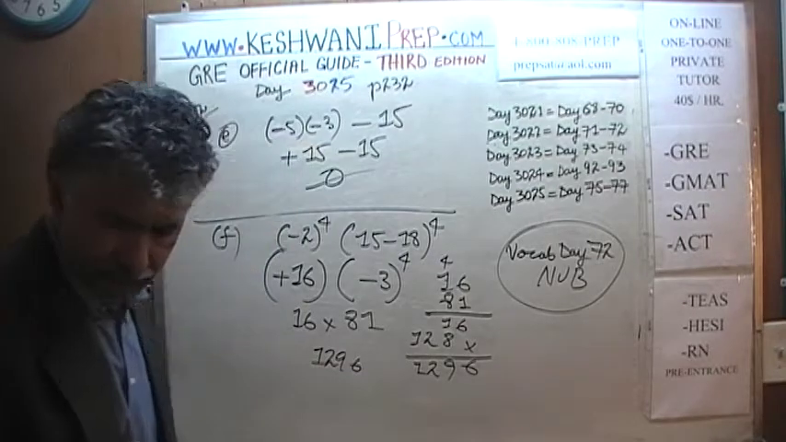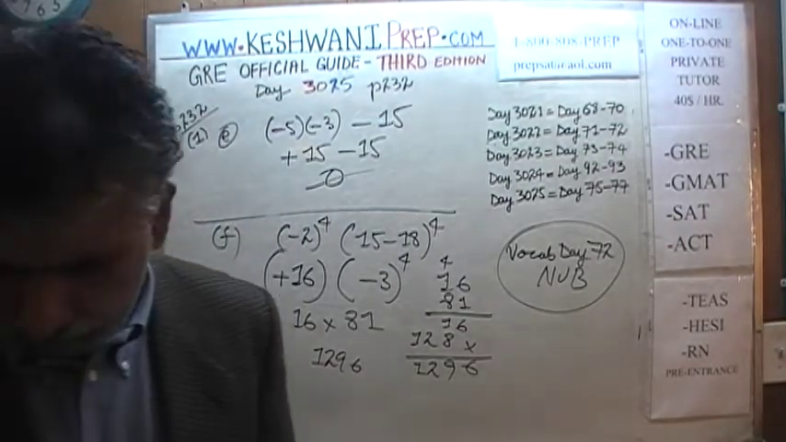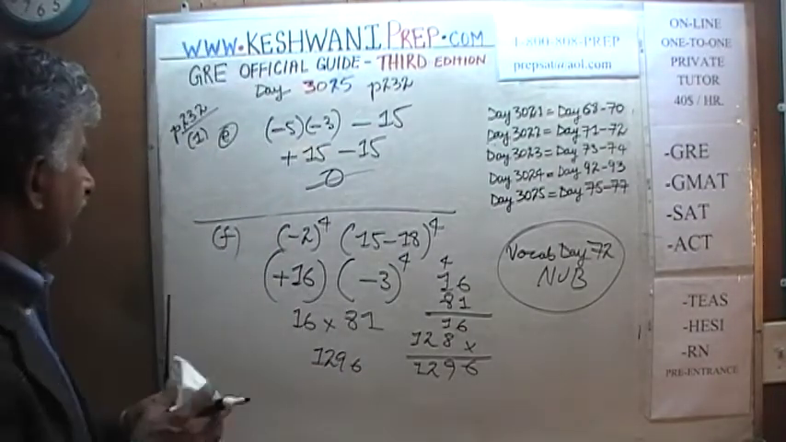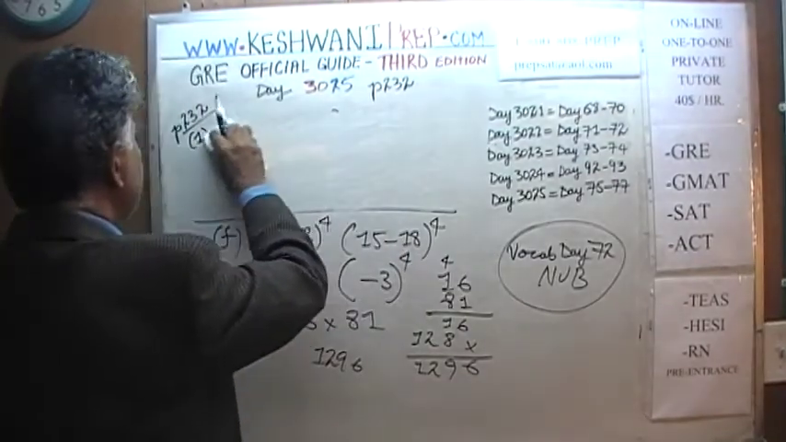1296 is what I'm getting. I don't know about you, but that's what I have. Let's move on to EFG.